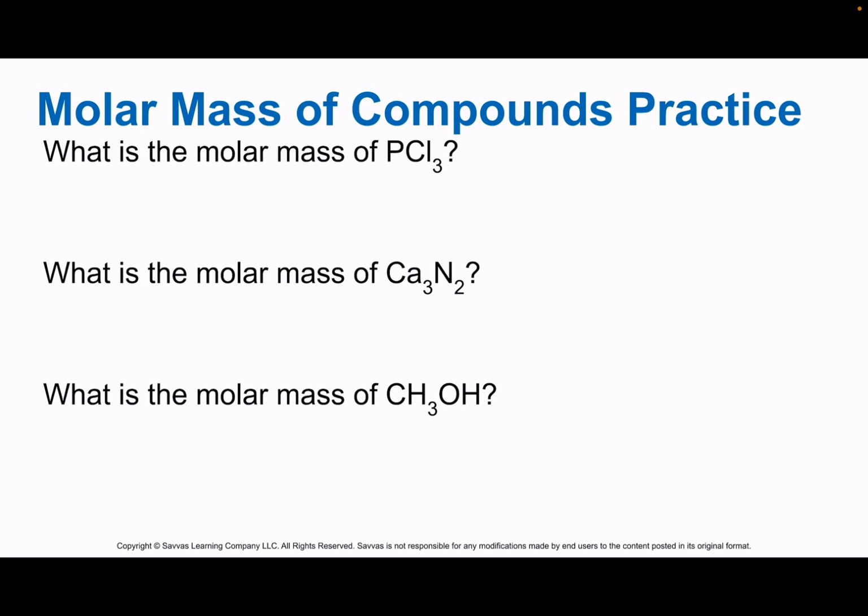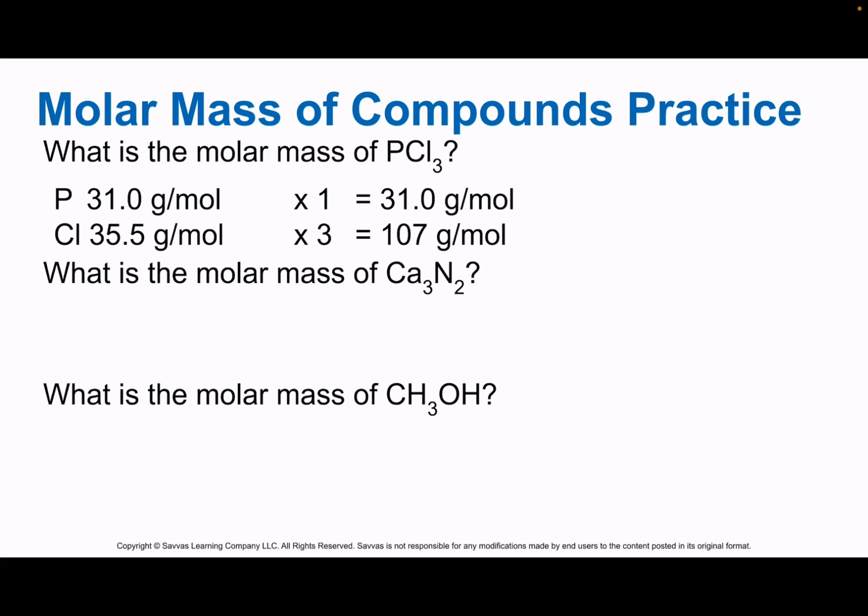First one, what is the mass of PCl3? It looks like we have phosphorus trichloride. It's a molecular compound. We have 1 phosphorus atom. And the phosphorus has 31.0 grams per mole on the periodic table. Chlorine has 35.5 grams per mole. Now, here's the deal. There's 1 phosphorus and 3 chlorines. So I'm going to multiply phosphorus by 1, and I'm going to multiply the chlorine by 3.